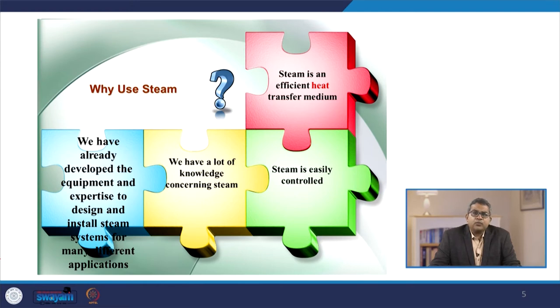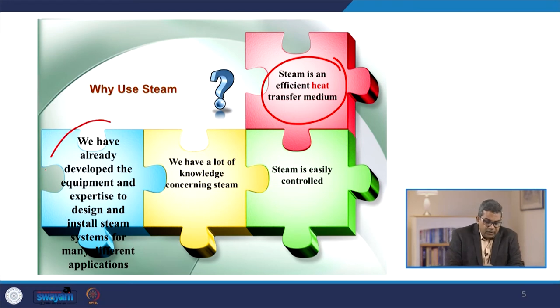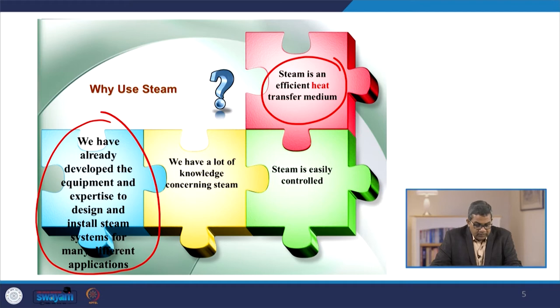Now, a question arises: why should one use steam? In this particular slide, we have listed a couple of things which give you an idea of why we are using steam in such a broad spectrum in any process in industry. Steam is a very efficient heat transfer media. By virtue of the latent heat and the other properties, steam is a very good heat transfer media. We have already developed equipment and expertise to design and install steam-oriented systems. I told you that way back in the 18th century, the entire industrial revolution was attributed to the generation of steam. Since then, we have designed so many equipments through which we can utilize the properties of steam.